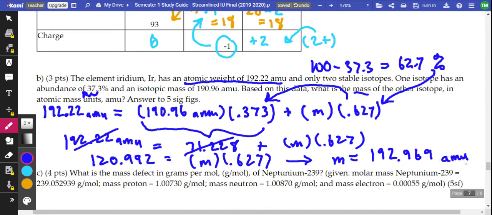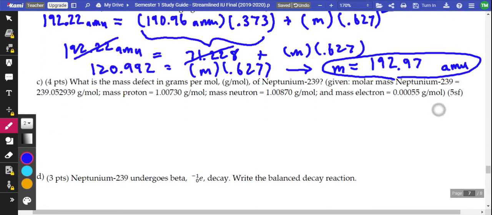All right, and since I want this to be to 5 sig figs, I've got 1, 2, 3, 4, 5, 6 right now, just from how I got it from my calculator. Let's round this to 5 by rounding it up to 97. 192.97 AMU is what I'm looking for as the mass of this other isotope. So probably our isotope is iridium 193, because that's pretty close to that atomic mass.